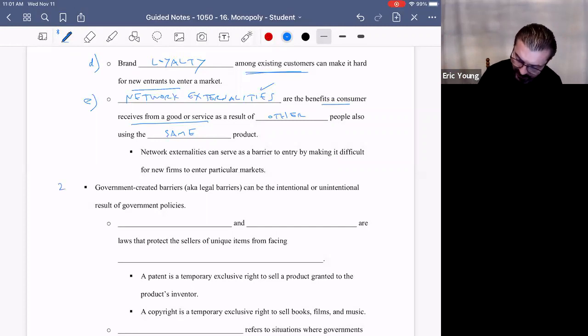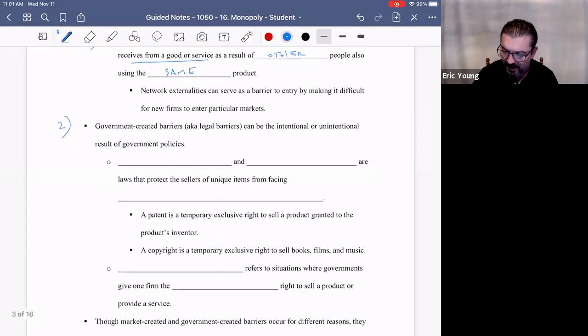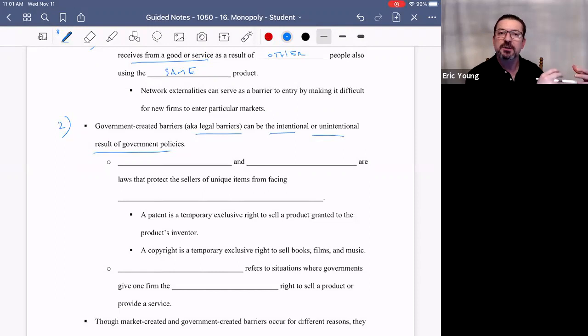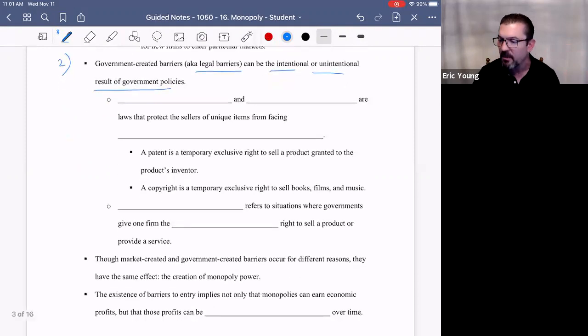Our second category would be government-created barriers, which we can also call legal barriers, okay? Government-created barriers, aka legal barriers, these refer to either the intentional or oftentimes unintentional result of government policies. So whereas natural barriers are just part and parcel of how a market operates, government-created barriers stem from government policies.